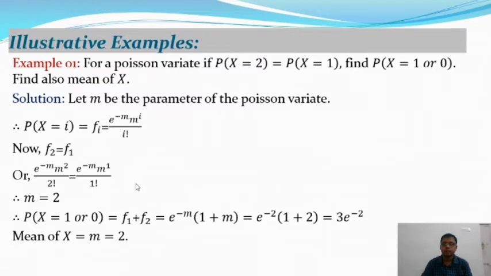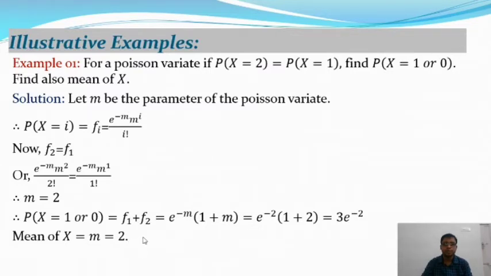After putting the value of 0 and 1 in the Poisson variant, we will get e to the power minus m into 1 plus m, where m is equal to 2. From this equation we get e to the power minus 2 into 1 plus 2, that is 3 into e to the power minus 2. So this is the required probability, that means probability of x is equal to 1 or x is equal to 0, and the mean of this distribution will be 2.